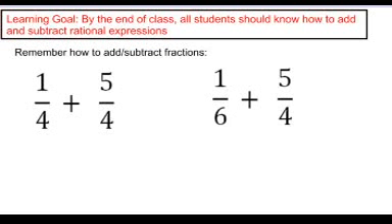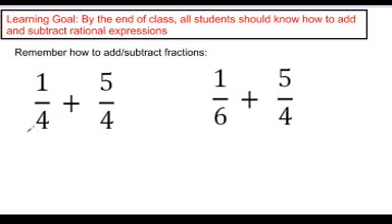So let's remember how to add and subtract fractions so that when they ask us to do this in an algebra problem, we have a really good idea about what it is that we have to do. So if I take a look at this first problem and I ask you to add together 1/4 plus 5/4, and I ask you what is that special condition that needs to be true whenever we add and subtract fractions? If you think about it, the one thing that always has to be true is that the denominators have to be the same. It's what we call common denominators.